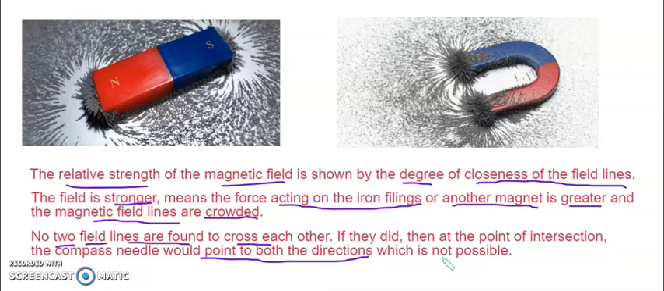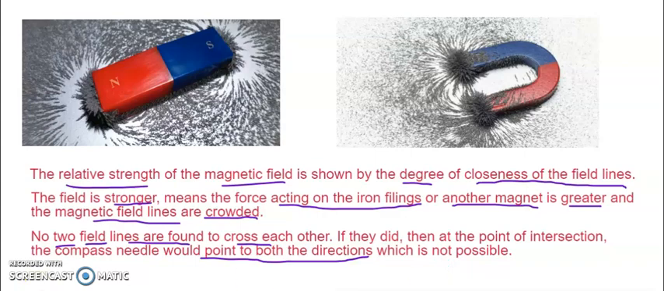So we just saw what magnetic field lines are and what magnetic force is. A magnet applies force. That force can be understood through magnetic field lines. The closer the magnetic field lines are, the stronger they are. The magnetic field lines never cross over each other, right?